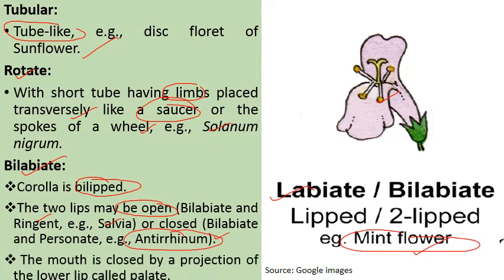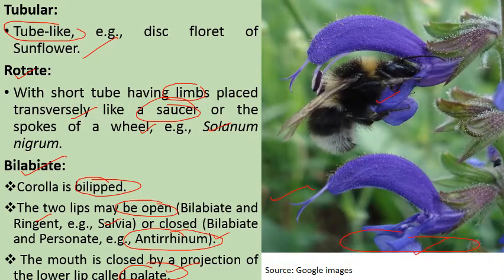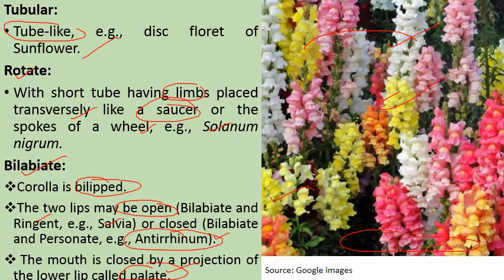This is bilabiate and personate. For example, in case of Antirrhinum, which is commonly known as dog flower. The mouth is closed by a projection of the lower lip called palate. The mouth of this bilipped corolla gets closed due to the presence of one projection, which is called palate. This is the photograph of Salvia. It has a bilipped corolla. And this is the photograph of Antirrhinum.